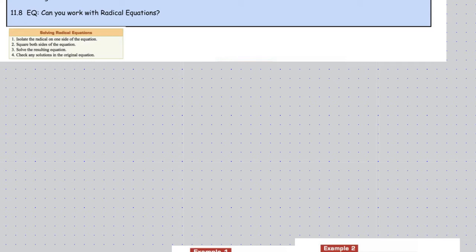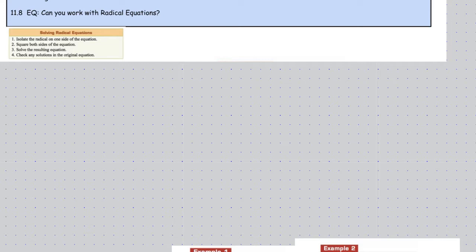Okay, friends, so today we're going to do the last section in Unit 11. I know I'm skipping 11.9, but I'm doing that on purpose because I want to at least introduce you to quadratics in Unit 12 before we end the year. So today we're working with radical equations.